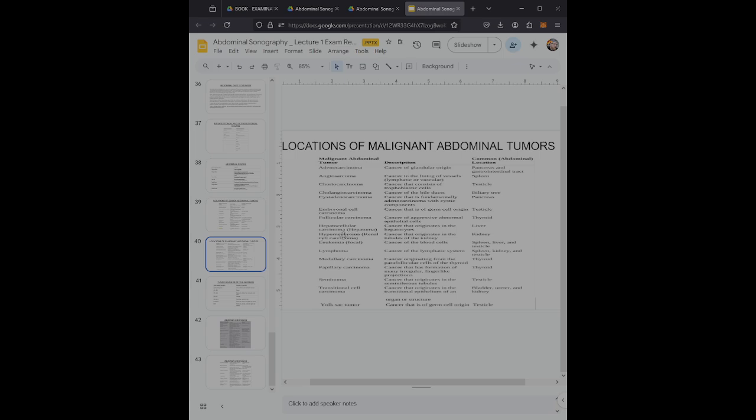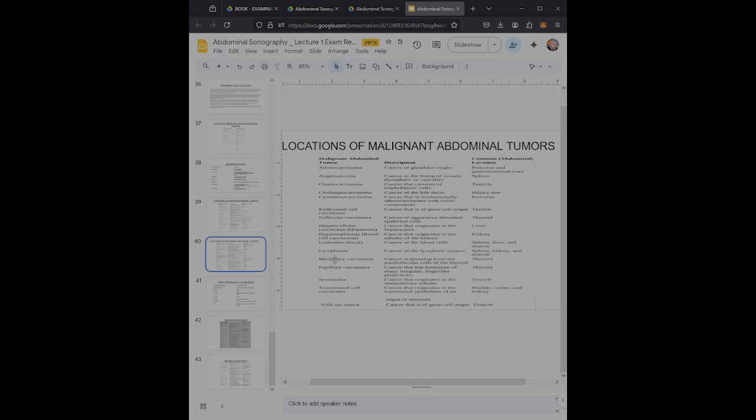Hypernephroma or renal cell carcinoma are cancers that originate in the tubules of the kidney, seen in the kidneys. Leukemia, this is a cancer of blood, seen in the spleen, liver, and testicle. Lymphomas are cancers of the lymphatic system, seen in the spleen, kidney, and testicle. Medullary carcinoma, these are cancers originating from the parafollicular cells of the thyroid, seen in the thyroid. Papillary carcinoma is also seen in the thyroid, and these are cancers that have many irregular finger-like projections.